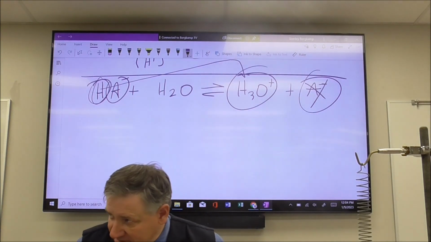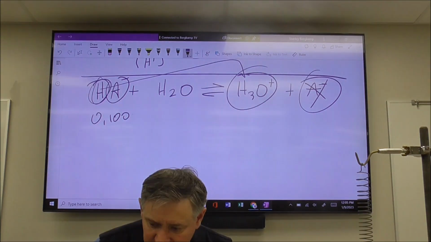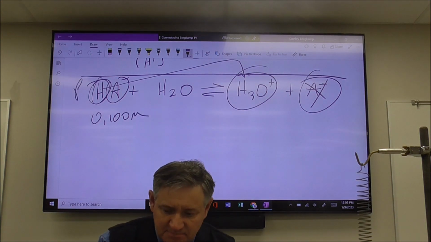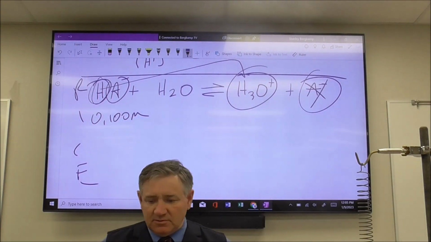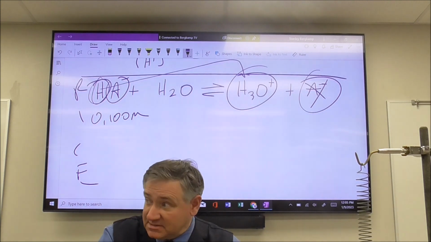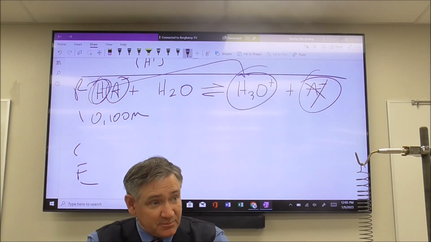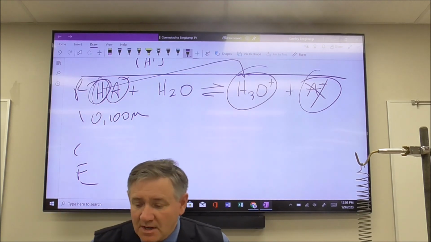So what's going to happen is this. You have a 0.1 molar solution of acetic acid. So here's my rice chart. Okay? So I have a 0.1 molar solution of my acetic acid. That's what I started with. Literally, I mixed this up before class. I mixed up a 0.1 molar solution of acetic acid. This is what I started with.